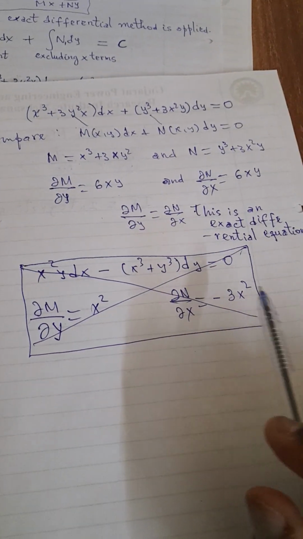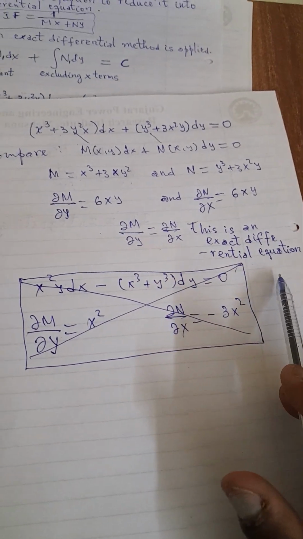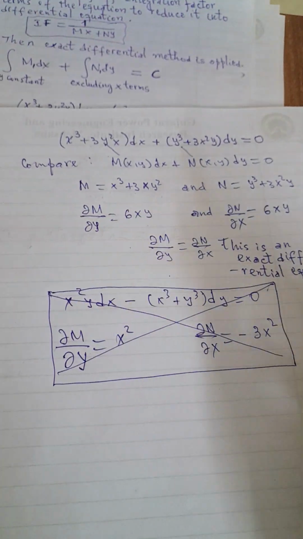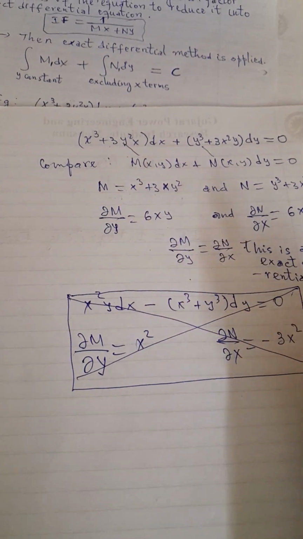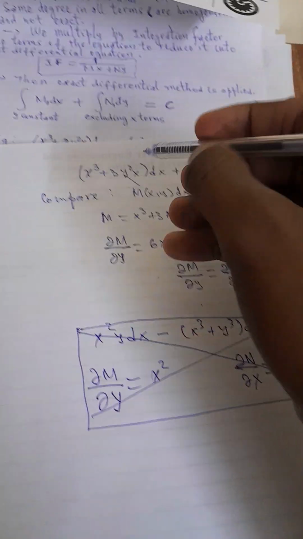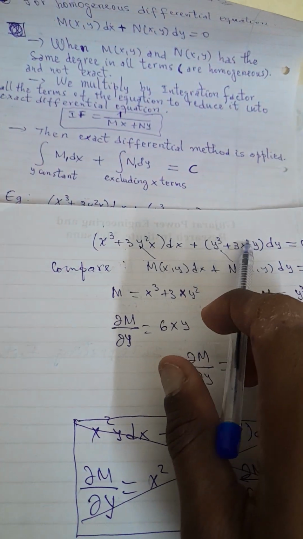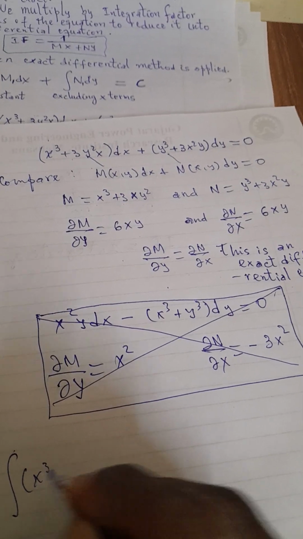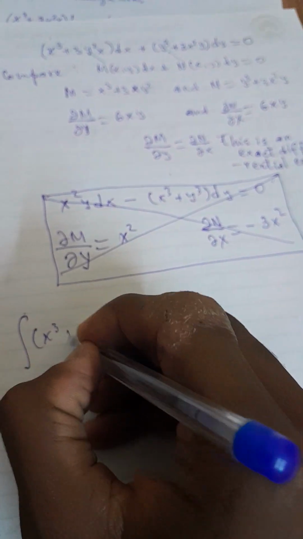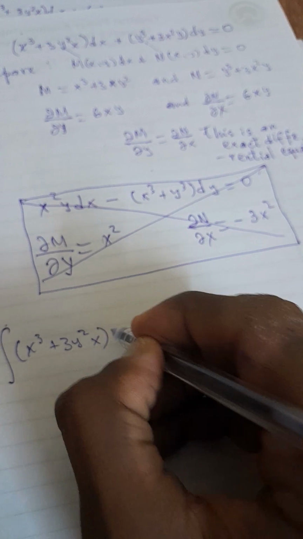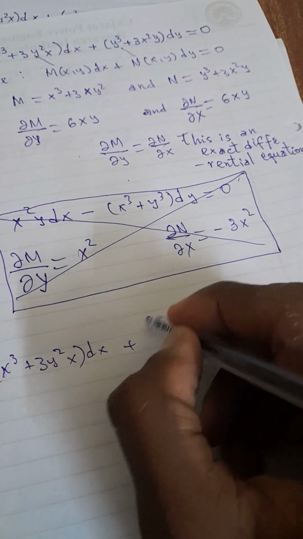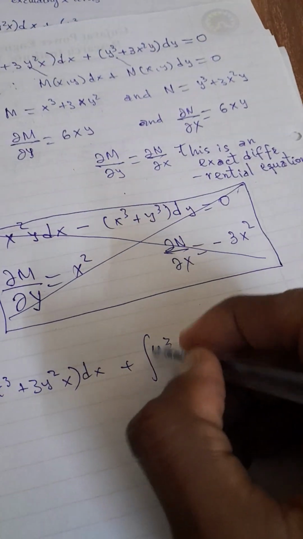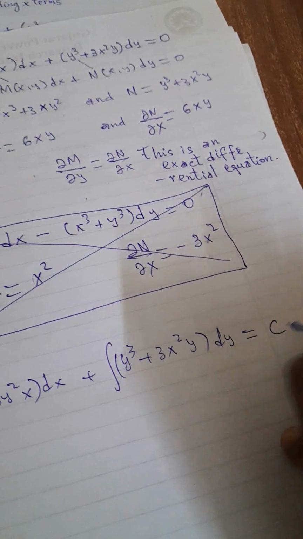As I was saying, this is an exact differential equation because del M del y and del N del x are equal. Whenever they are equal, what's the next step? Just integrate this expression and integrate this expression. It will become the integration of x cubed plus 3y squared x dx, plus the integration of y cubed plus 3x squared y dy, equal to c.